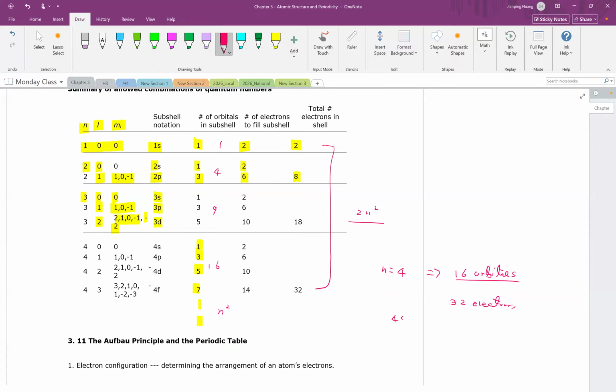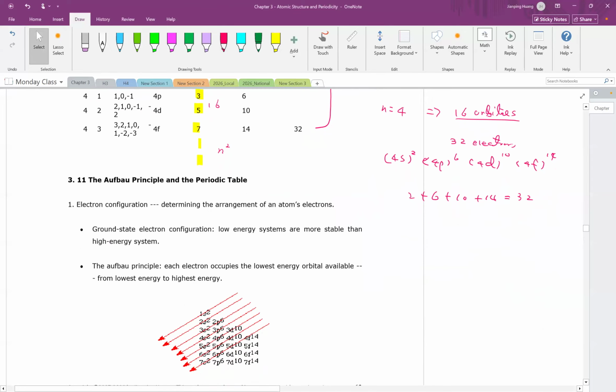And those 16 orbitals are what? It is 4s2, 4p6, 4d10, 4f14. Then you add 2, 6, 10, 14, you get 32. You add. Did you see? Right? We're done. It's really cool. Can we move on?